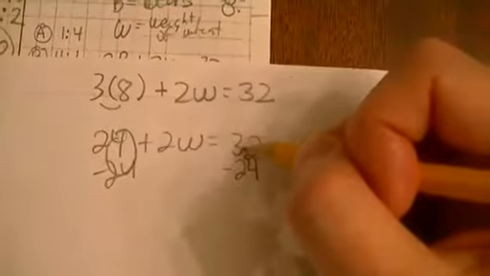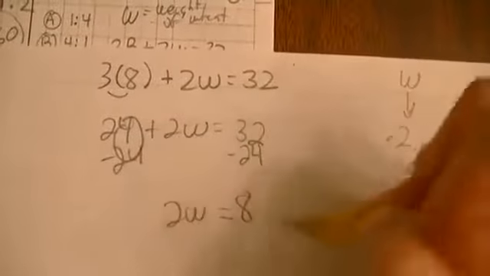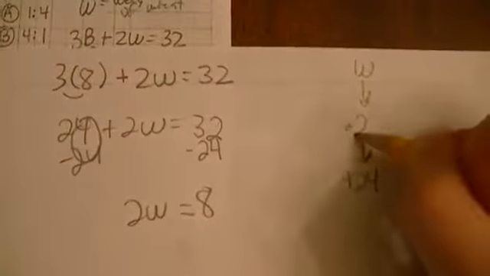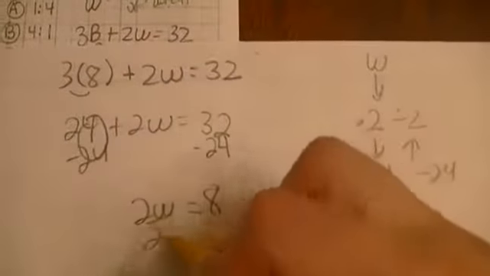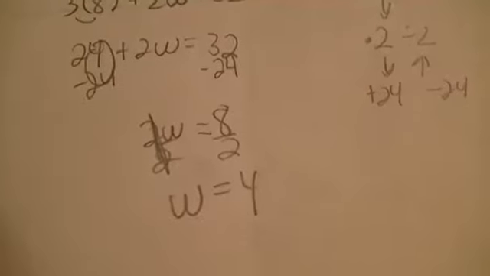Zero. That right there is 8. So we have a positive 2W equals 8. Okay, then after multiplying by 2, we gotta divide by 2 on both sides. 2 divided by 2 is 1. 1 times W is W. 8 divided by 2 is 4. So the pounds of wheat is 4 ounces.